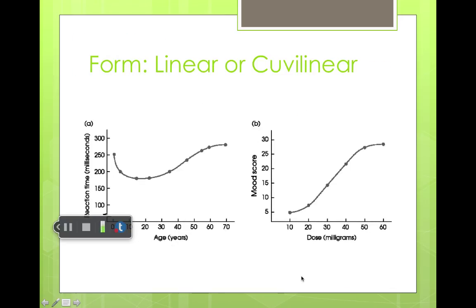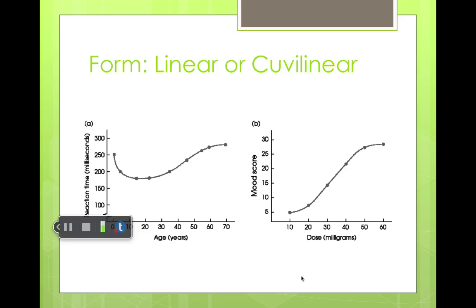Now, curvilinear or linear: most of the relationships we'll look at will be linear relationships, just like the ones we just looked at. As one goes up, the other one goes up, or as one variable goes up, the other one goes down. Sometimes it's not quite that simple, and let's look at this curvilinear relationship here on the left. Think about babies and reaction time.